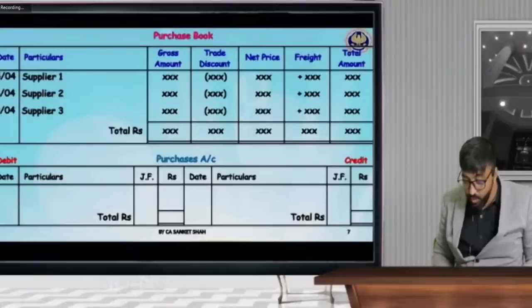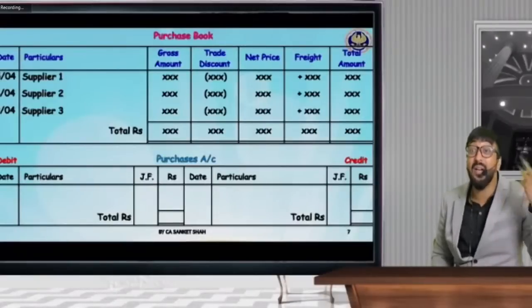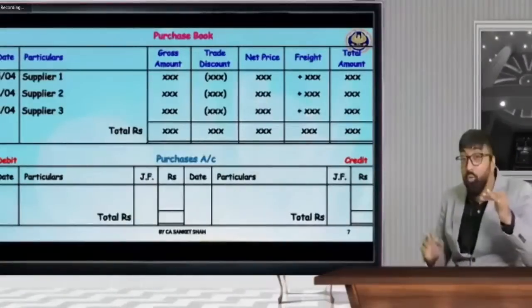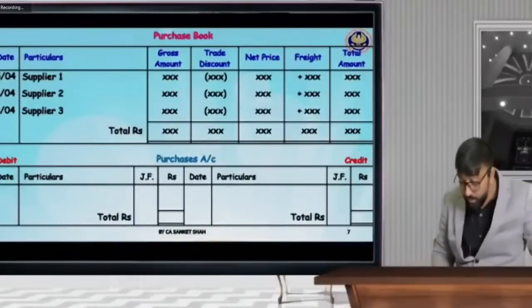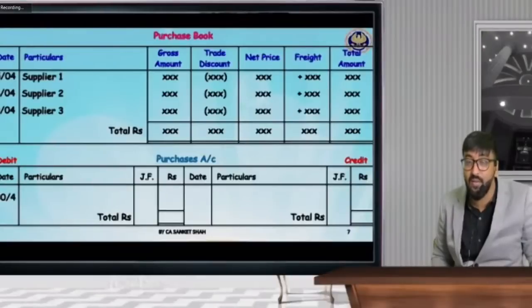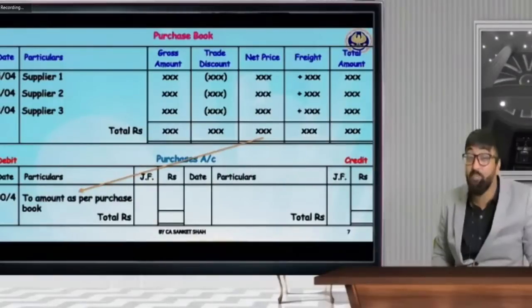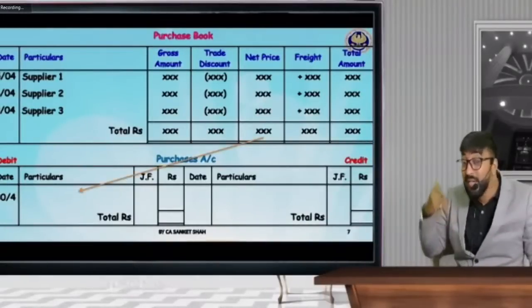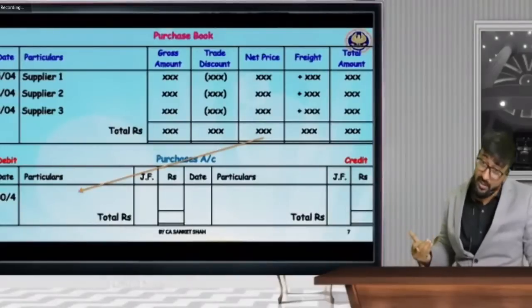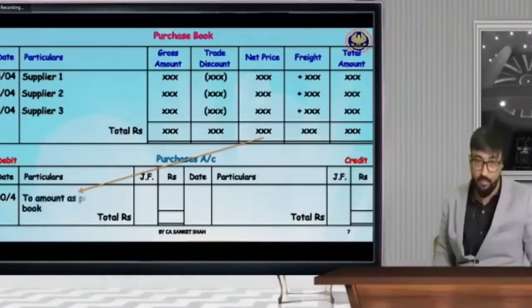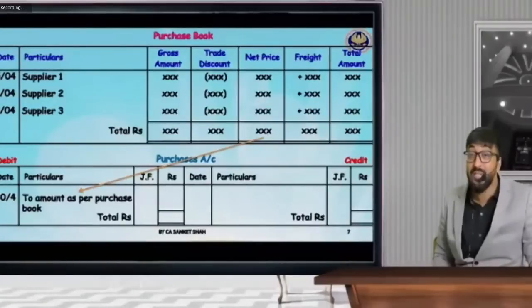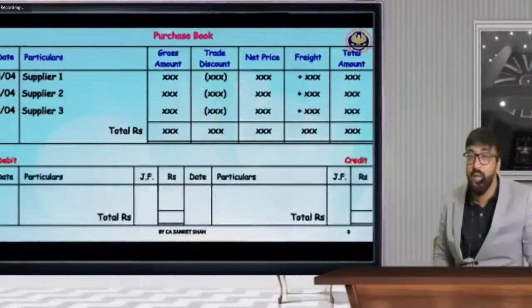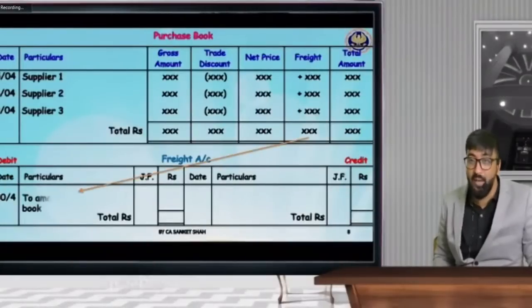And in purchase book, after certain days, we will directly take a total in purchase account. You can see here net price. Yes, we are going to record here two amounts as per purchase book. So from net price here, we will not write supplier 1, supplier 2, supplier 3. In purchase account, we will take the total directly. So it will save my time also. Similarly, freight account, I will take a total on 30th April.